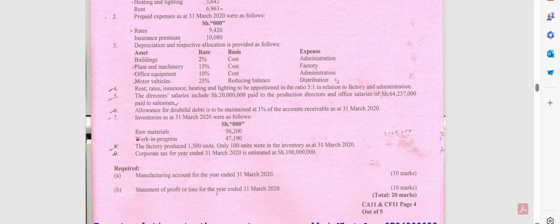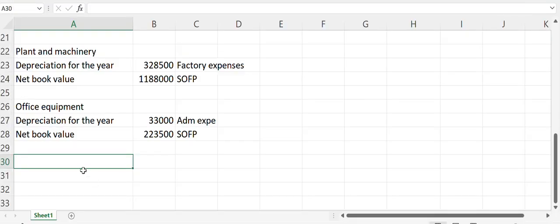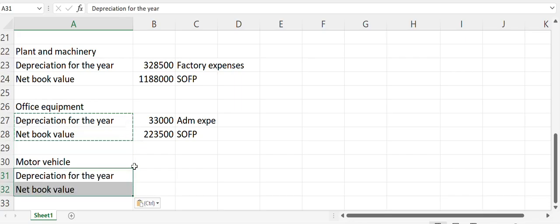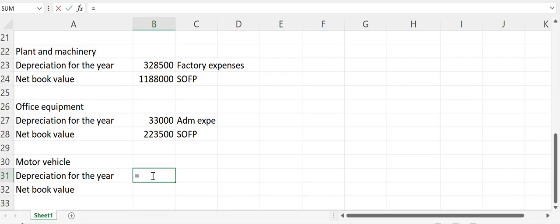And for motor vehicle, we've been told that this one is going to go to distribution, but the basis for calculating depreciation for motor vehicle is reducing balance. So remember, reducing balance, you have to subtract what? The accumulated depreciation for you to get what? Depreciation for the year. So motor vehicle is 25%. So we're going to say here motor vehicle, so we are going to say depreciation for the year will be 25%.